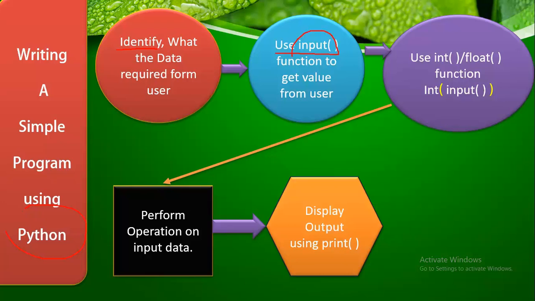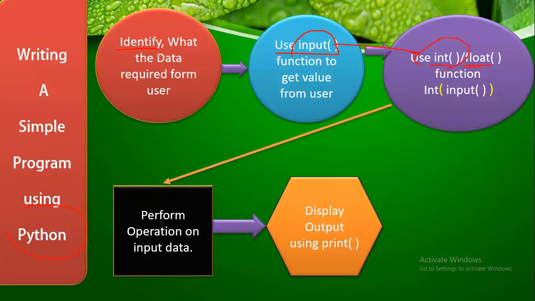With the input function you have to use one more function, either int or float. The input function accepts the value in the form of a string, which means you cannot perform any kind of operation. Therefore you have to use either the int function or the float function. If you are using int, it means you are supplying a number without decimals, and if you are using float, it means you are supplying a number with decimals.